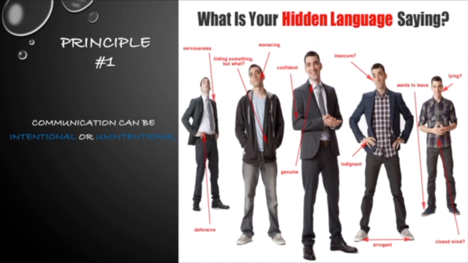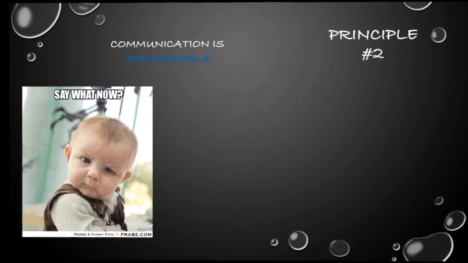unintentional than intentional. We choose to send information, and at the same time, we inadvertently send information that could be interpreted in a number of ways based on the kind of person that receives the information. So, principle number one, we know to be true that communication can be both intentional and unintentional.